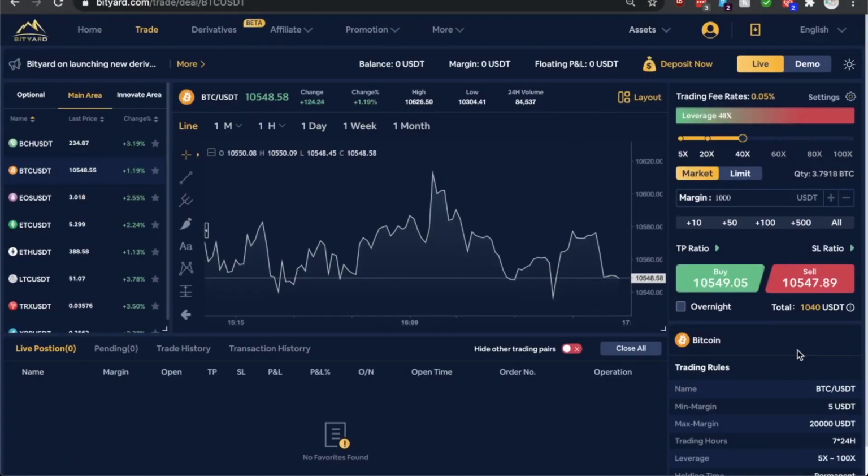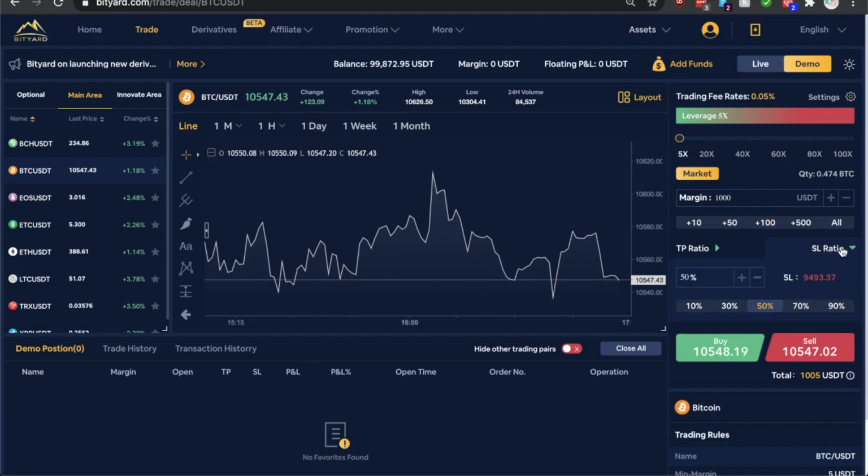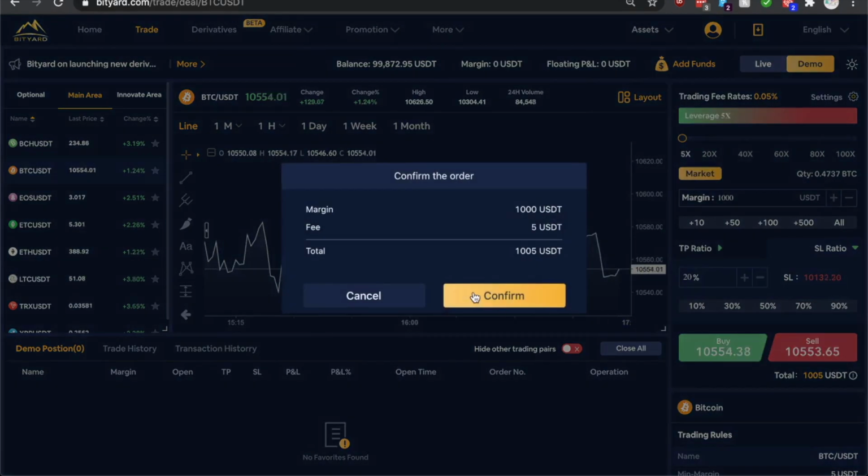Okay, and I told you I was also going to show you how to do this in the contracts trading space in the Bitcoin and crypto world. And this is Bityard's gorgeous new interface. I'm going to go in demo mode, pull my leverage back, trade with, let's just say 1,000 USDT worth of margin. And here's my SL and stop loss ratio. I'm just going to type in 20. Right now it's about 10,547. And with this 20% under at 5x leverage, it's about 10,129 right now. You press buy, press confirm, and that's it.